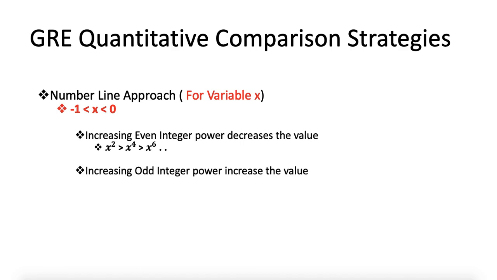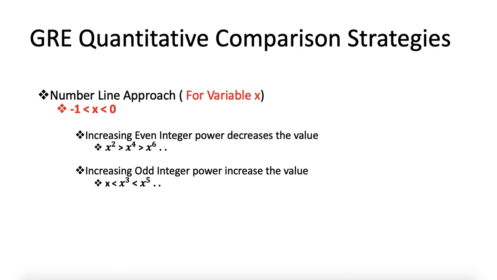But if I consider the odd power, the value is increasing. The reason is, for example, if I have x is equal to -1/2, if I take the cube of that, that will become -1/8. So -1/8 is greater, because if we consider the magnitude, -1/8 has less magnitude, and in negative, less magnitude value is greater. That's why by increasing the odd power, we are increasing the value. So x is less than x cube, that is less than x power 5, and so on.